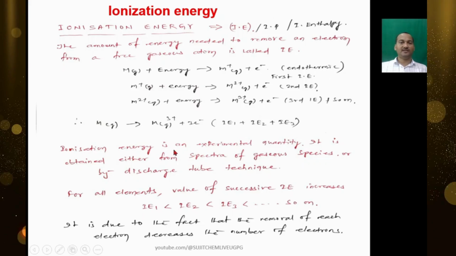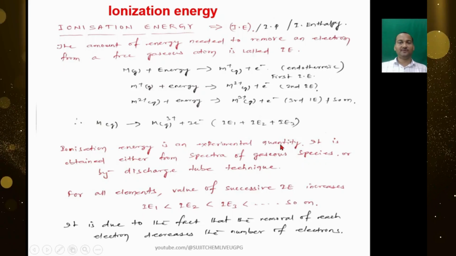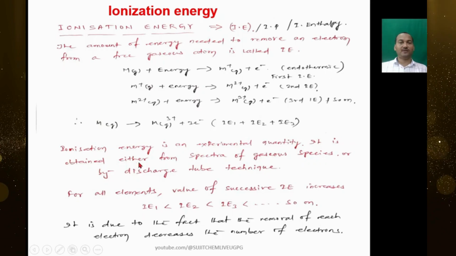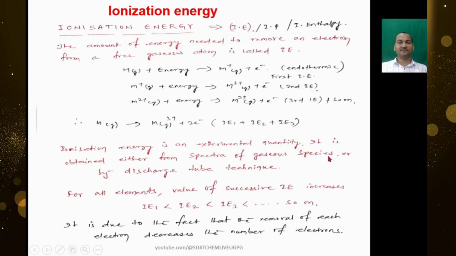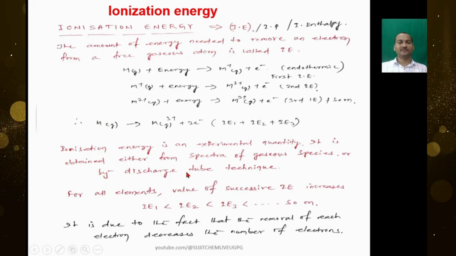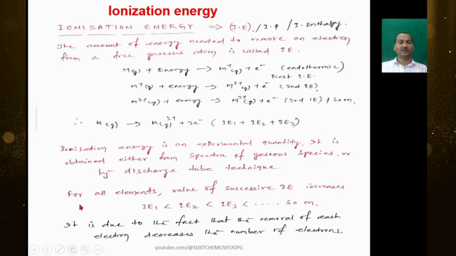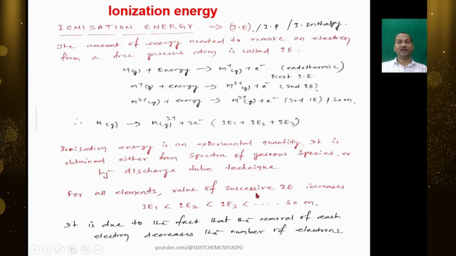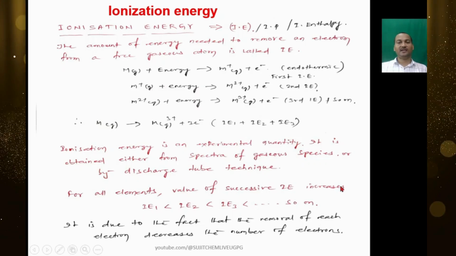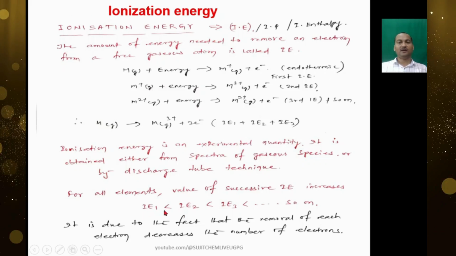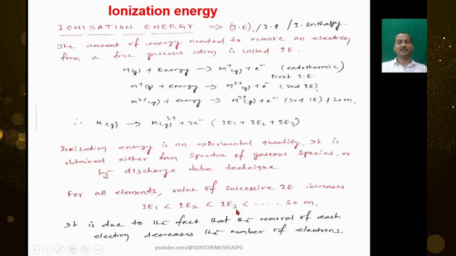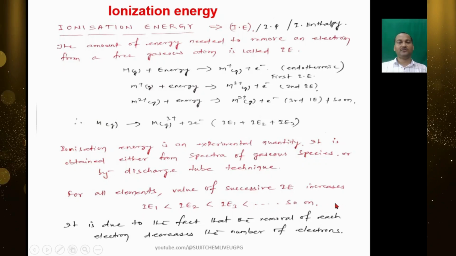The ionization energy is an experimental quantity and it is obtained either from spectra of gaseous species or by discharge tube technique. For all elements, the value of successive ionization energy increases. So IE1 is less than IE2, less than IE3, less than IE4, and so on.